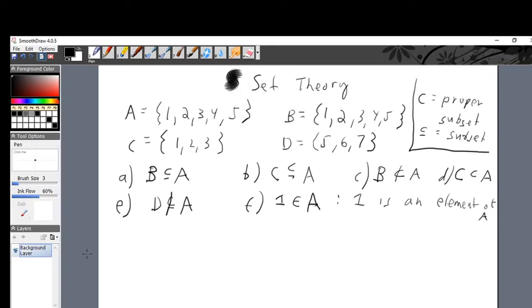Okay, let's continue. What about information piece G? Statement G. The element 8, wherever that may exist, is certainly not an element of A, right? It's not there in A at all. So you use that symbol that looks like an E, but you put a line through it. 8 is not an element of A.